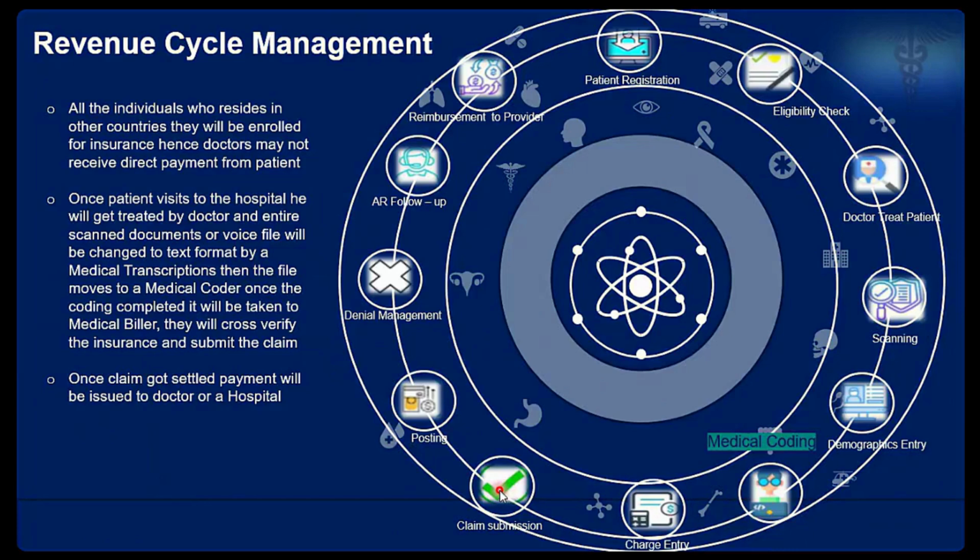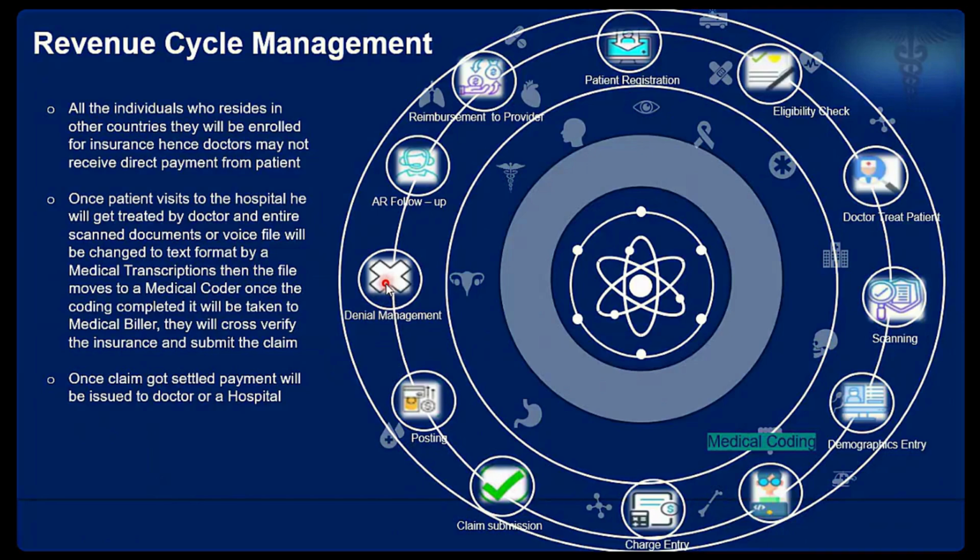After submitting, it will go to the posting area where the charge posting is done, that is the billing section. From the billing section, if everything is okay, like all the codes are correct and the billing is correct, it will go to the AR follow up, accounts receivable management. Otherwise, if it is denied, it will go to the denial management.